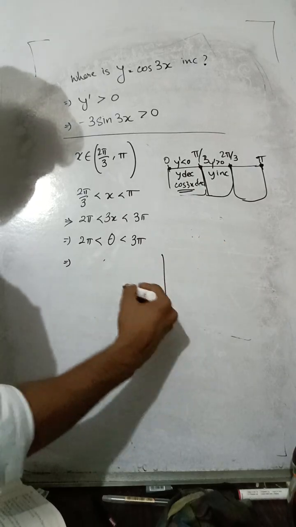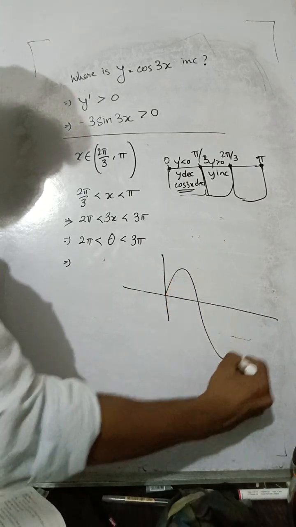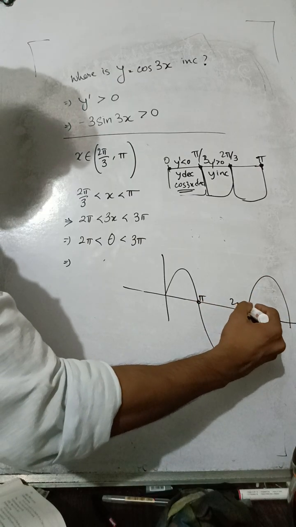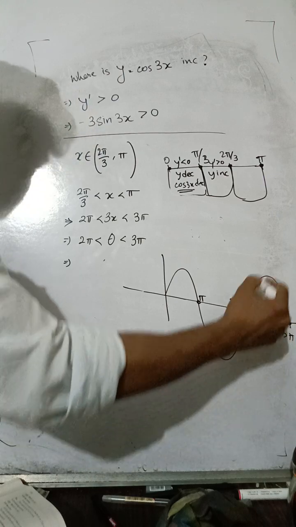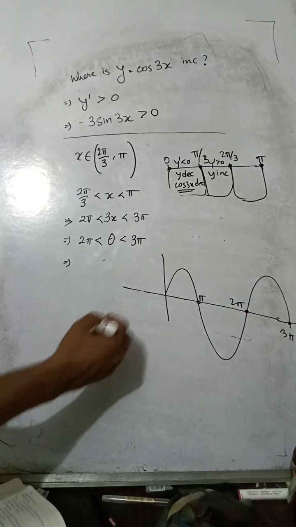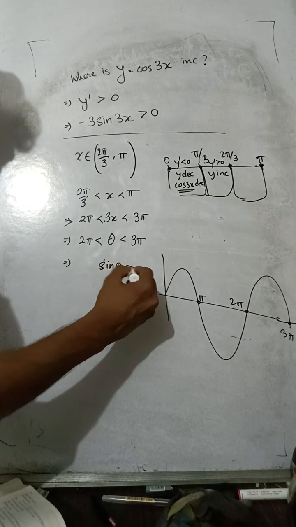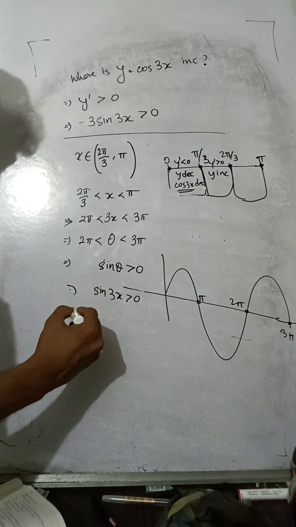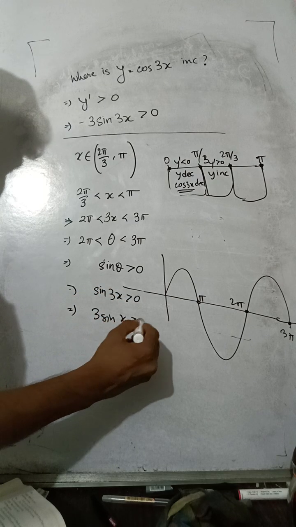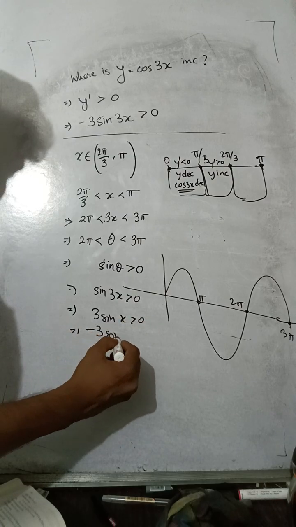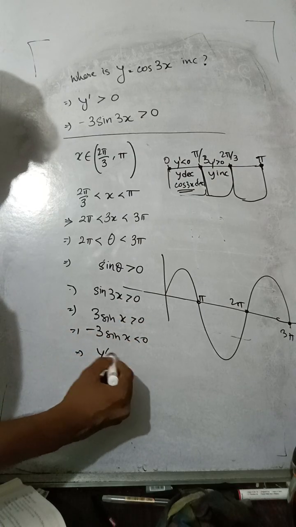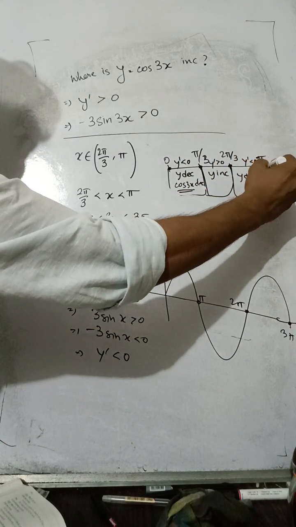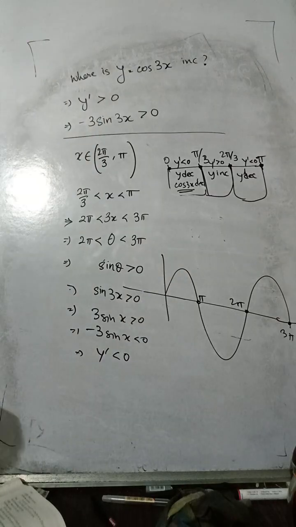So let us draw the curve. This is pi, this is 2 pi, this is 3 pi. So look, between 2 pi and 3 pi our sine theta is always positive. That means sine 3x is positive here, that means 3 sine x is positive here, that means minus 3 sine x is negative here. That means y dash is negative, y dash is less than 0, that means y is a decreasing function here. So yes, that's it, I guess.